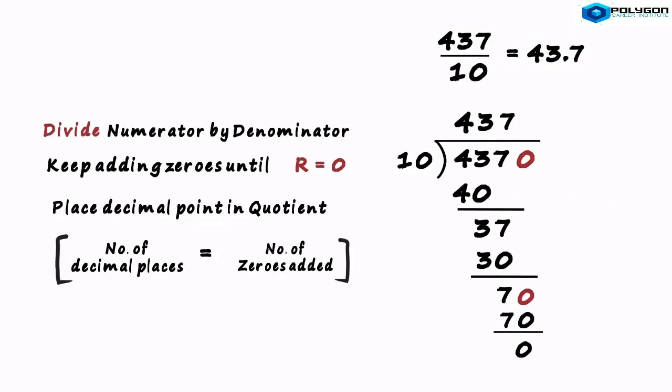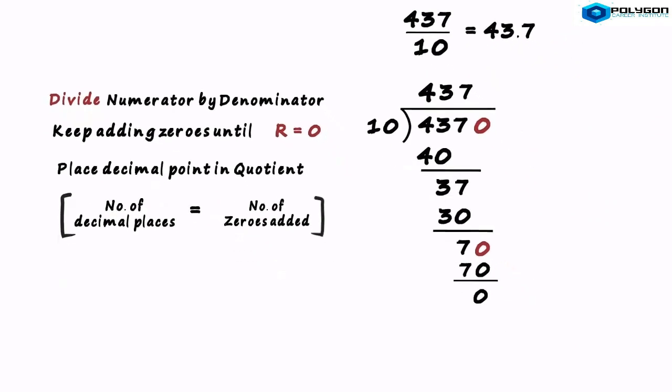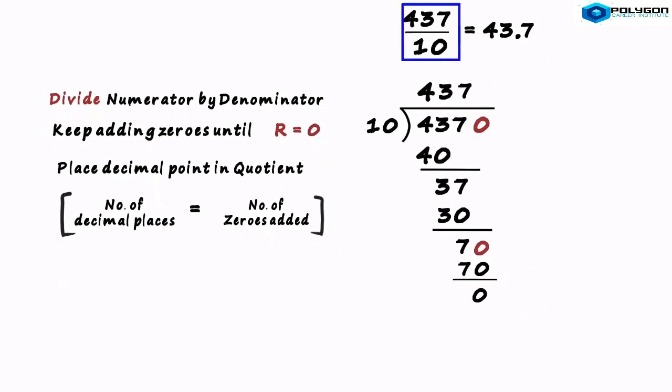That was easy, but it took us some time. Let's find out if there is a better way to convert this fraction into a decimal fraction. The fraction we had was 437 by 10. If we have multiples of 10 in the denominator, then writing a fraction as a decimal fraction becomes really easy. We have to place the decimal point somewhere in the numerator. But the question is where?